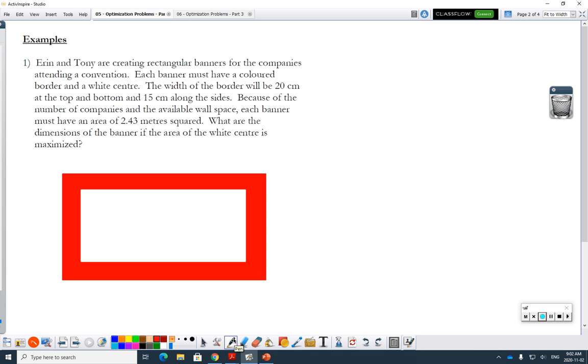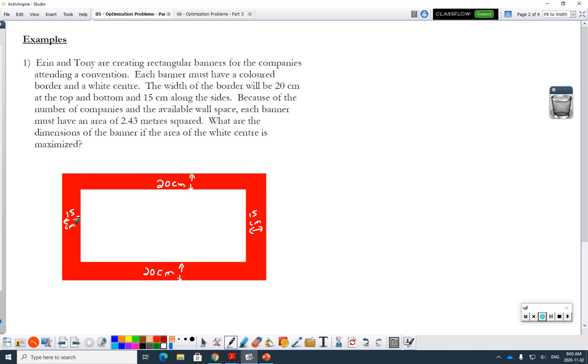The width of the border will be 20 centimeters at the top and bottom. So this is 20 centimeters top to bottom. And that's true at the top and the bottom? Yes, 20 centimeters at the bottom too. And then 15 centimeters along the side. So these borders on the side, they're only going to be 15 centimeters along each side.